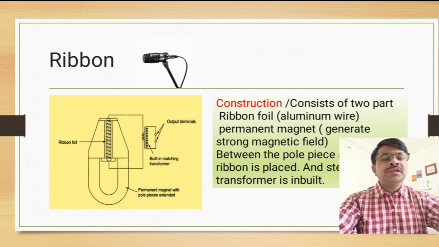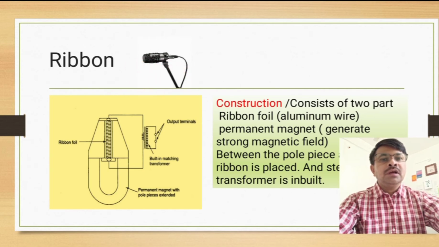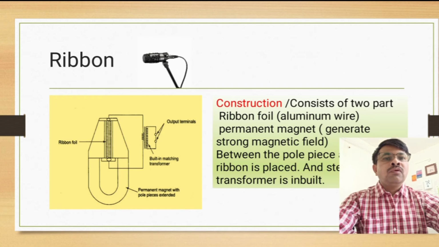As you can see on your screen, this is the image of a ribbon microphone. This is the internal diagram of the ribbon microphone. First point is why it is called a ribbon microphone. Because it consists of a ribbon foil made of aluminum wire. So it is called a ribbon microphone.